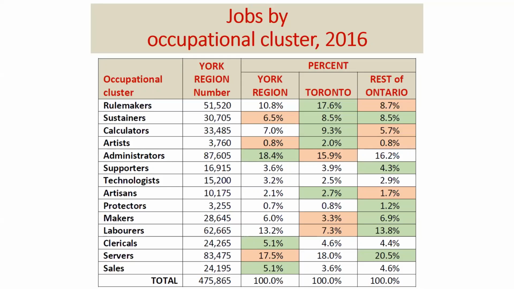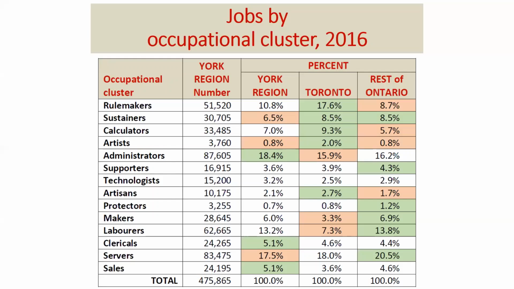But again, in terms of those categories, you can see York Region administrators, again, much higher number, 18.4%, compared to the figures for Toronto or the rest of Ontario. Servers, lower number of server jobs in York Region compared to Toronto. Well, Toronto's almost equal, but certainly compared to the rest of Ontario. And even jobs like makers, for example, it's not a very high category, it's in the range of the rest of Ontario, and sales, higher proportion of sales jobs in York Region, 5.1%.